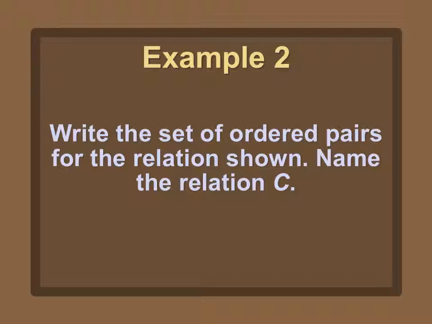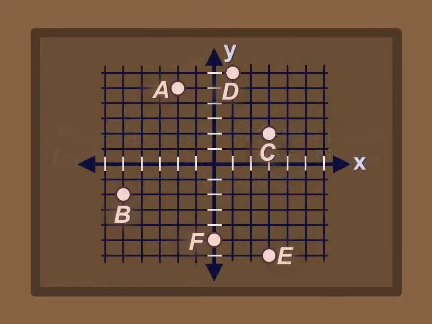All right, so now let's look at another example. We want to write the set of ordered pairs for the relation shown, and we want to name the relation C. C would be (1, 2), (3, 2). D would be (1, 6). E would be (3, -6). And F would be (0, -5).